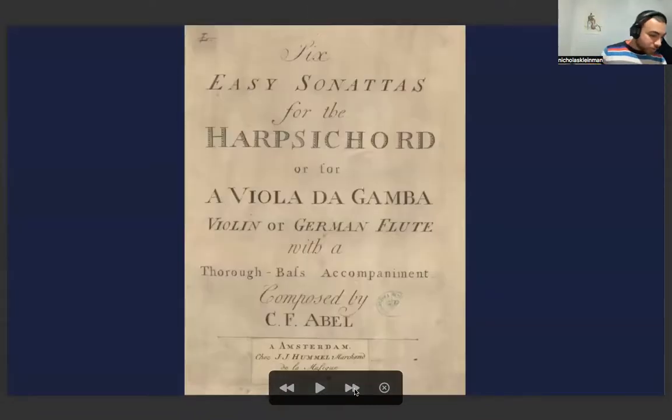So we go forward with Abel, just quickly, these easy sonatas. It's to me a bit Telemann-esque or Boismortier, where it's for gamba or harpsichord or violin or flute. If you can play an instrument that has a melody, you can play these. They're for you. They're published in 1771 in Amsterdam. No cadenzas, of course. They're not really in that vein.